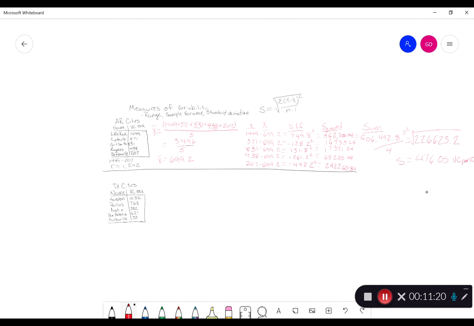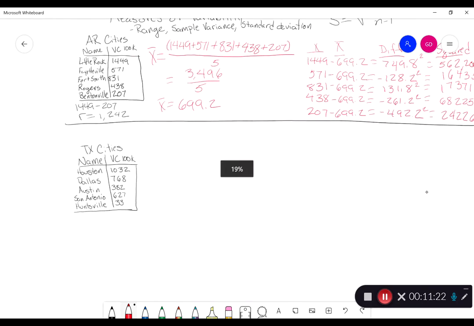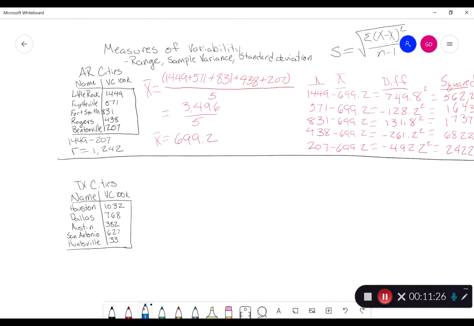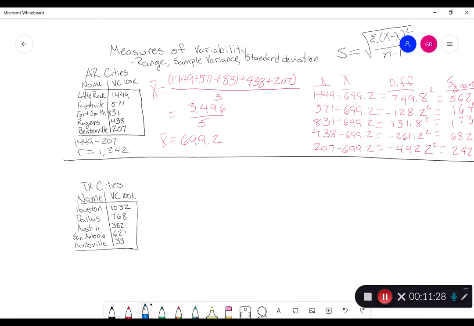All right, let's hop down to some of the Texas cities now. I'm going to switch colors. Again, the first step is to identify the first measure of variability, which is range. So our range here, our high is 1,032. From here, I don't believe Huntsville was actually 33. Looks like I was missing a 1 on that, 331.